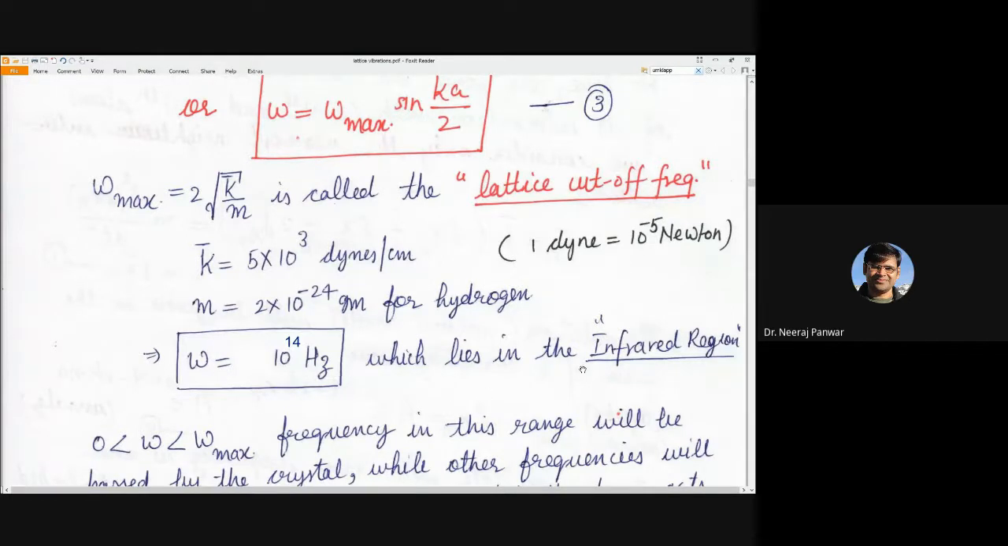This frequency lies in the infrared region, because the frequency band for the infrared radiation is from 3 into 10 to the power 11 hertz to 4 into 10 to the power 14 hertz. So if you do this calculation, you will get this frequency, 10 to the power 14 hertz. So there was a mistake. I corrected it. I hope you got it.